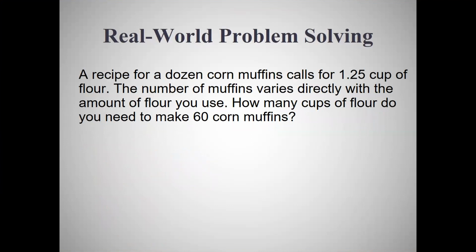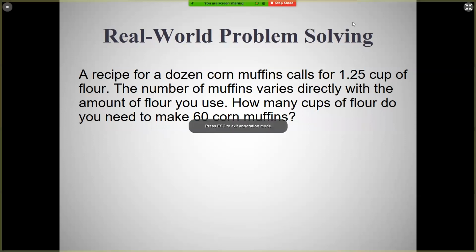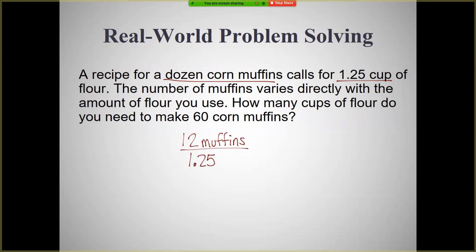Moving on, a recipe for a dozen corn muffins calls for 1.25 cups of flour. The number of muffins varies directly with the amount of flour that you use. How much flour do you need to make 60 corn muffins? So here I have a dozen corn muffins. A dozen is 12. So I have 12 muffins. Those 12 muffins call for 1.25 cups of flour.